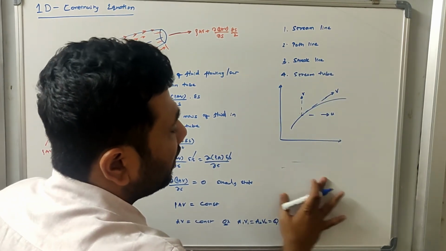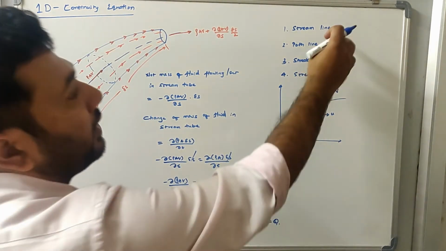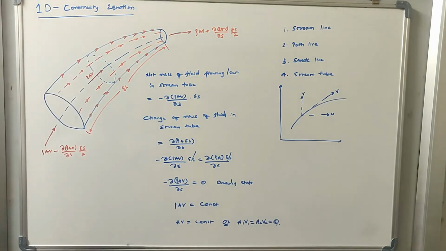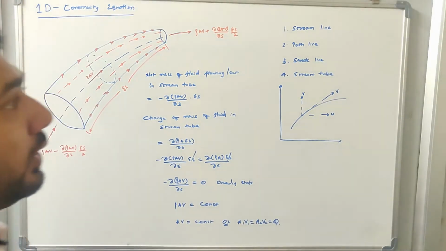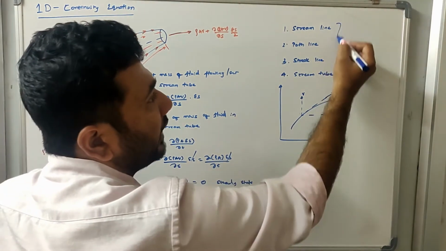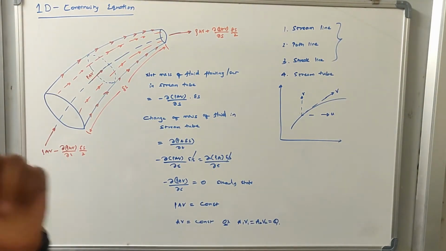Now coming to these three flow patterns: streamline, path line, and streak line. I told you that the streamline represents the direction if we draw a tangent at any point. Now these can all be identical, they can all be similar, when the flow is steady and uniform.